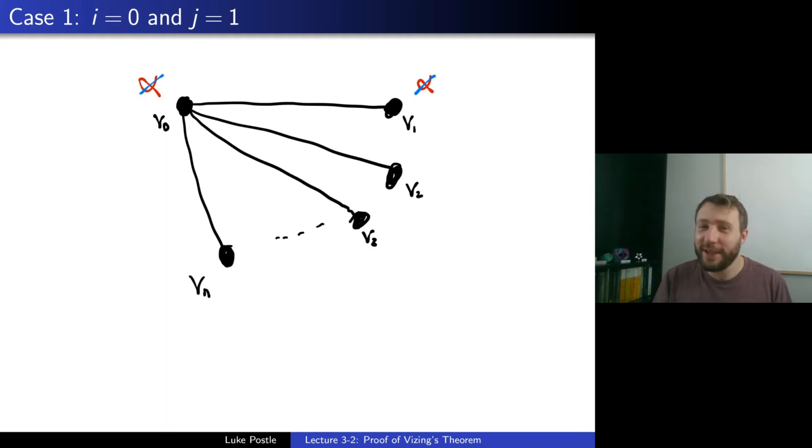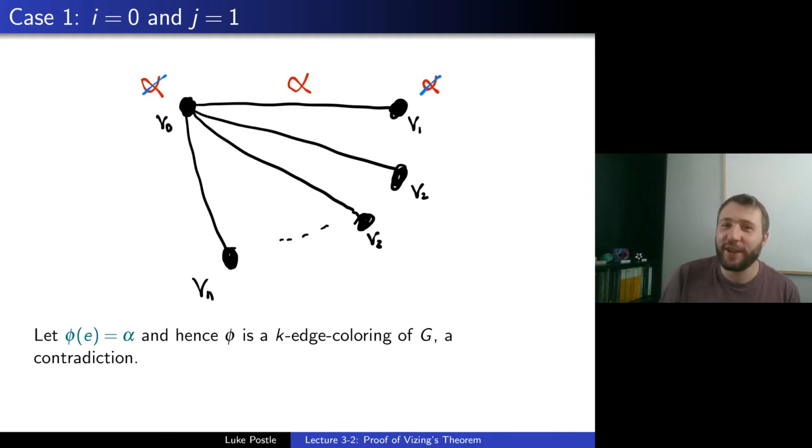Well, here's the easy case. We just color the edge v naught v1 with alpha, right? So we wanted to get the coloring. That's what we're assuming doesn't happen, that we can't get a coloring of the whole graph G. And so, here v naught and v1 are both missing alpha, so we can just go ahead and plunk alpha down, declare that the coloring, and now we've extended phi to a k-edge coloring of G, a contradiction. So that was the simple case, the best case, if the first two vertices are both missing a common color.